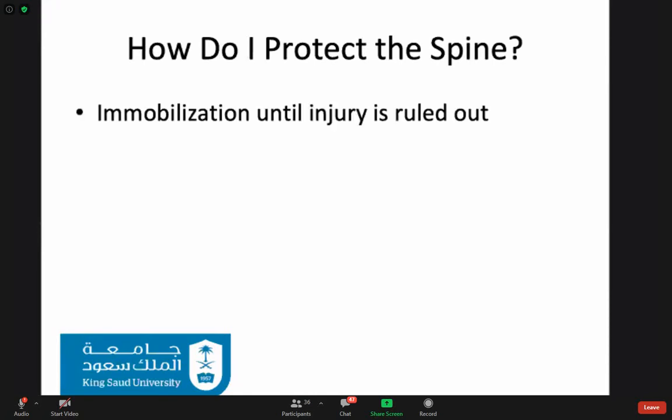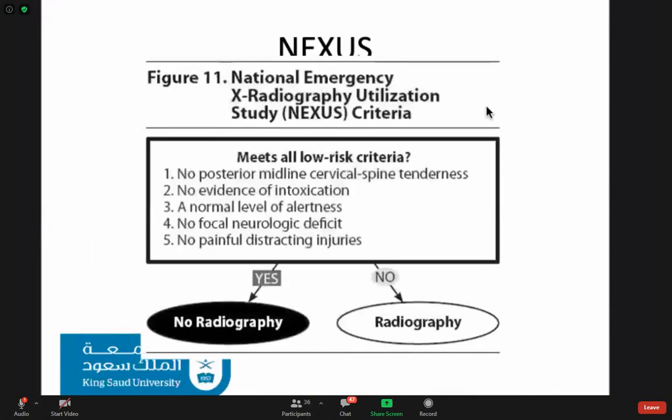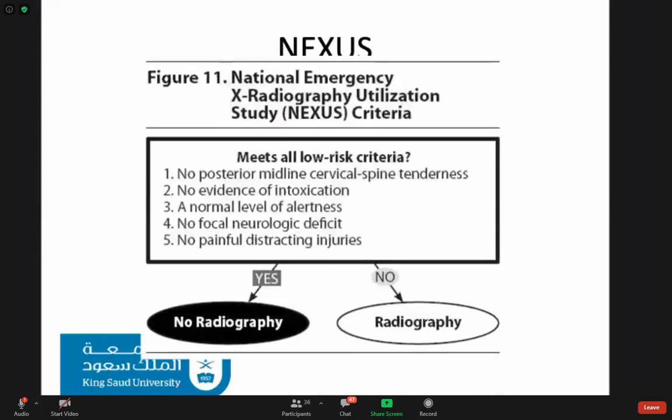How do I protect the C-spine? Immobilization until the injury is ruled out, whether clinically or radiologically. Canadian C-spine rule, similar to the Canadian CT head rule. You have to know this, simple and plain. It's a very theoretical thing, but you have to know it. And then there is another rule, which is the NEXUS rule. You can be asked about one of these two at any point in time. Wink, wink.